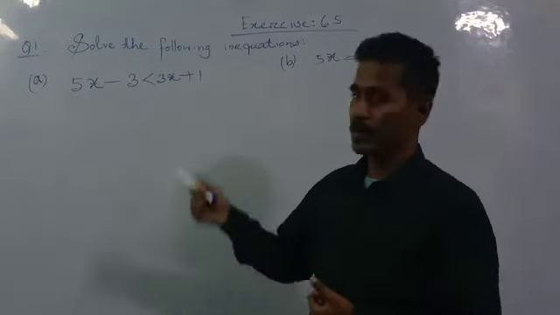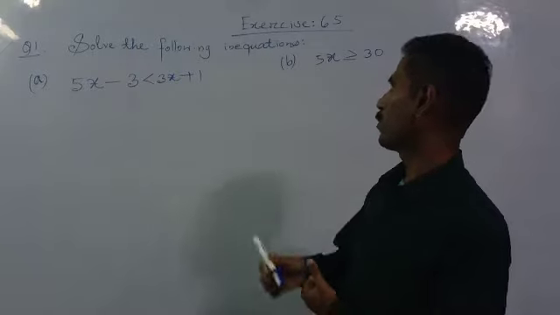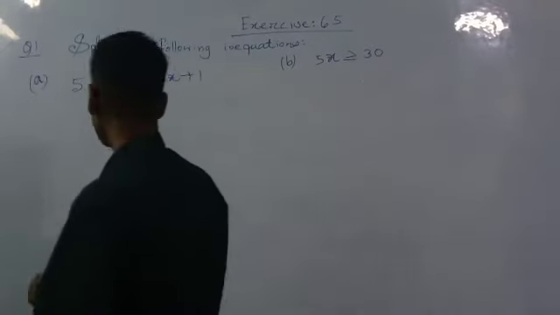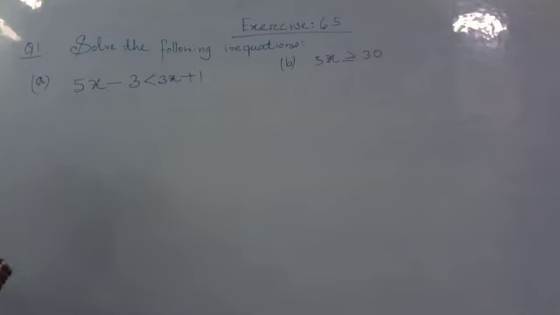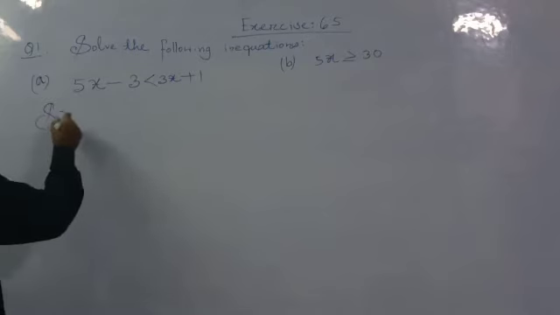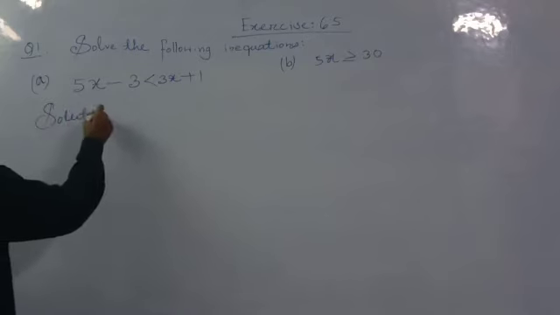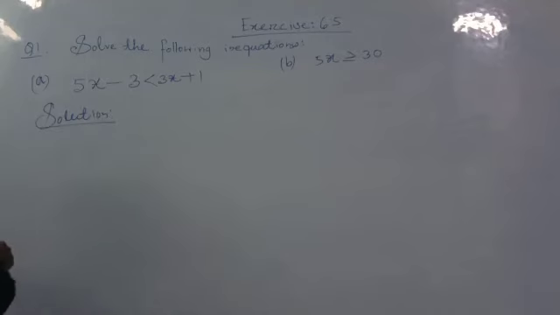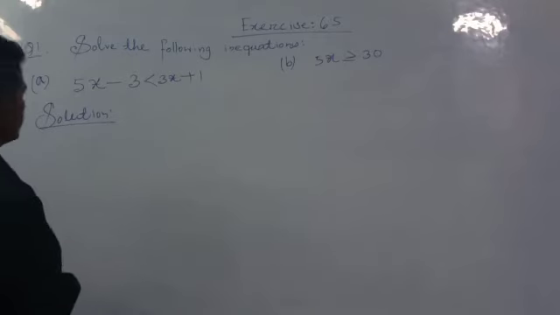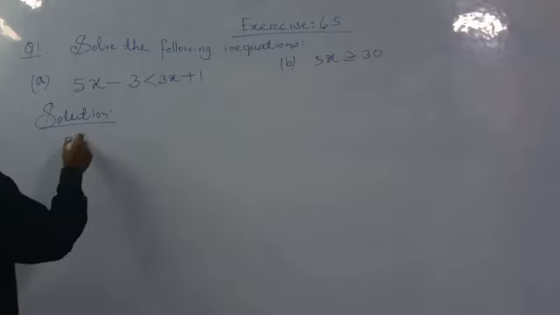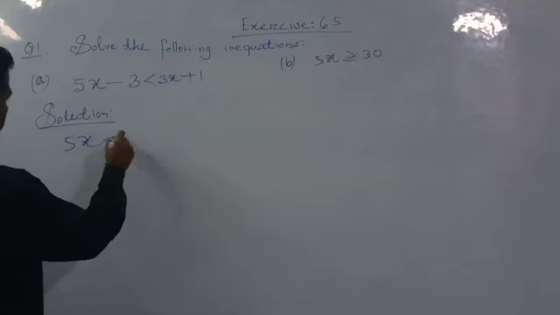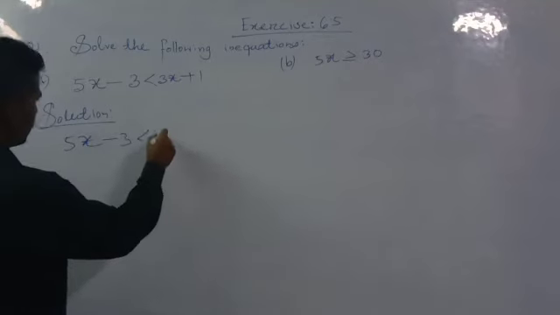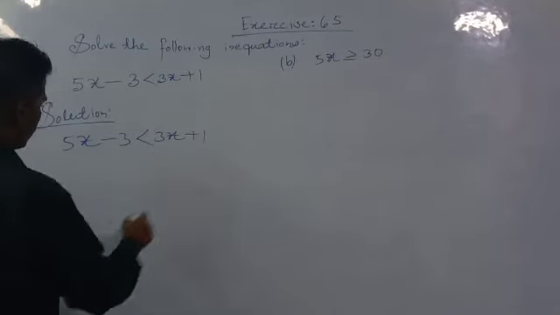So question number one has been picked up for you. Solve the following inequation. Sub question A, it's a very simple question: 5x minus 3 is smaller than 3x plus 1. Okay, so let us solve. Solution. Let us write down the question once: 5x minus 3 smaller than 3x plus 1.